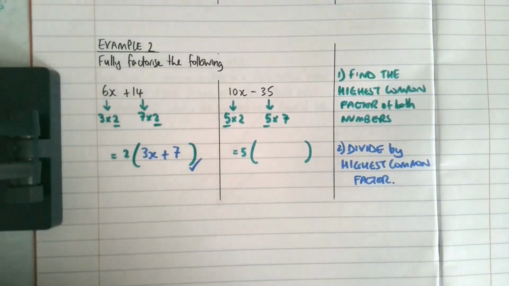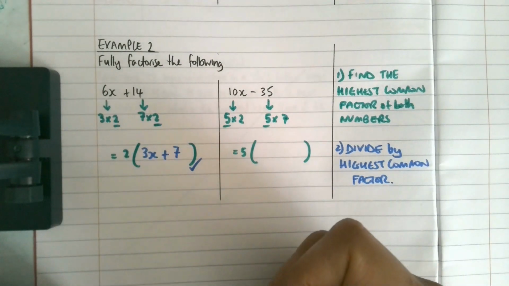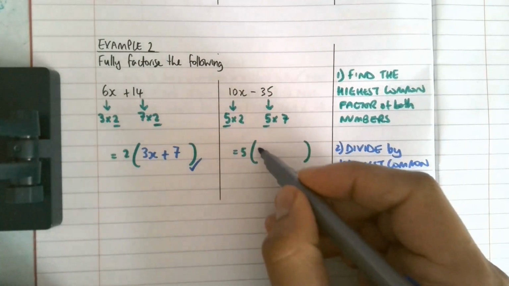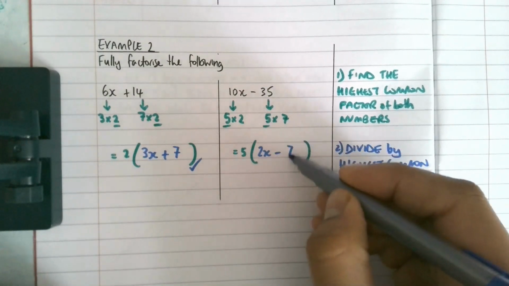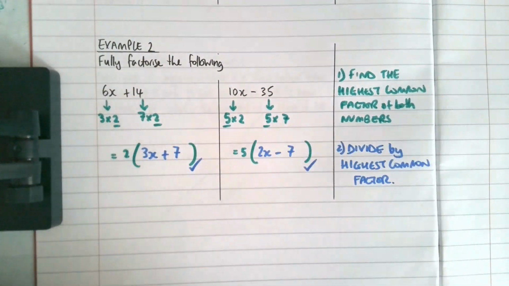We do that by dividing by the highest common factor. So divide 10x by the highest common factor, so you get 2x. 35 by 5 is going to be 7. And because it's the opposite of expanding brackets, we can see that 5 times 2x is 10x, and 5 times 7 is 35.